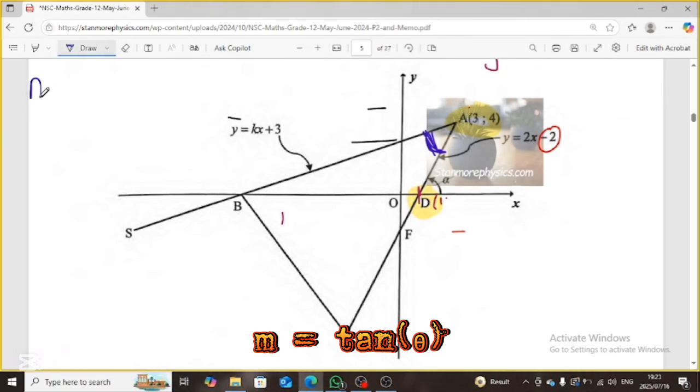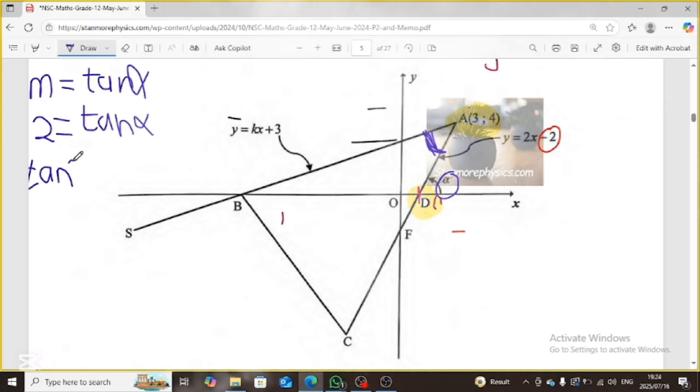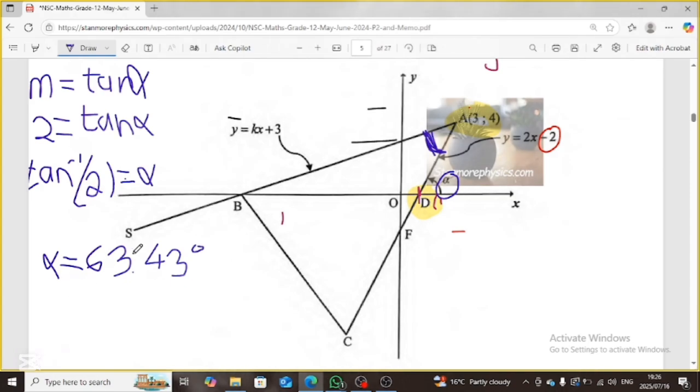Using m equals tan theta, we are going to determine the angle of inclination of line AC, represented by angle alpha. Using the equation of line AC, we already have the gradient as 2, so 2 equals tan alpha, solving for alpha equal to arctan of 2. Therefore, alpha will be equal to 63.43 degrees. Now let's consider a negative gradient. Alpha will be equal to negative 63.43 degrees measured clockwise. Therefore, the angle of inclination of the negative gradient will be 180 degrees minus 63.43 degrees.